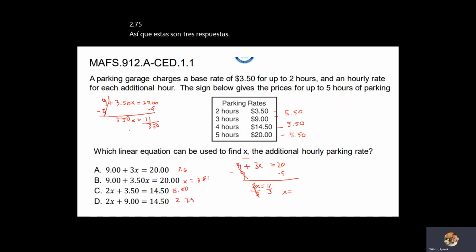We have A, which is $3.60. We have B that came out to 38 cents. We had C that came out to $5.50. And D that came out to $2.75. So which one looks as if it gives you what x is, the additional hourly parking rate? C, because it matches the difference in the box. Each one of these was $5.50 different. So your first answer will be C.